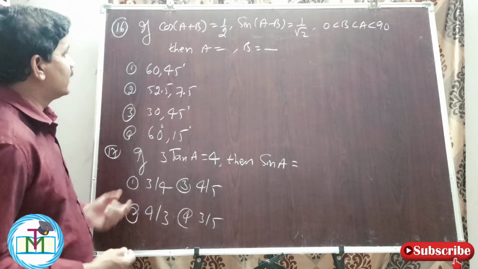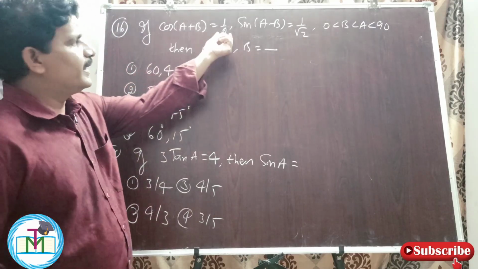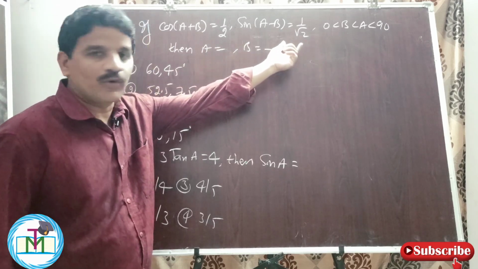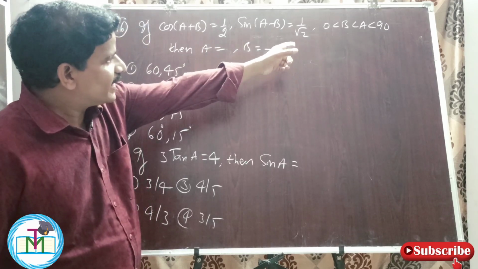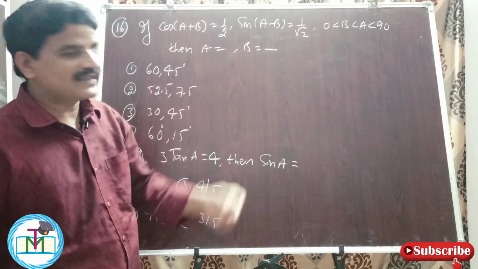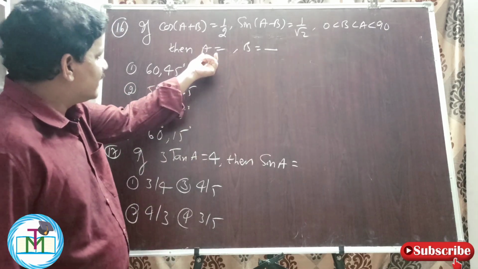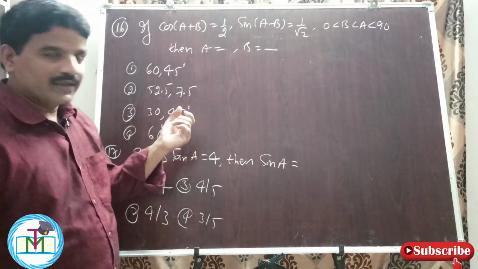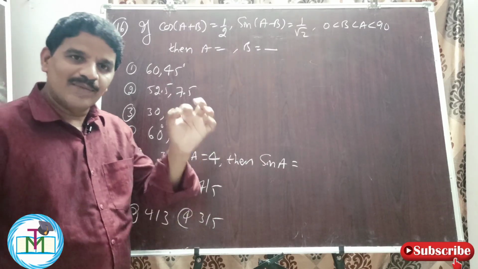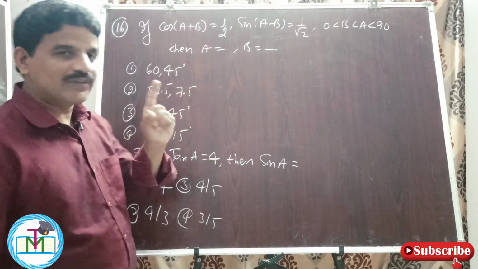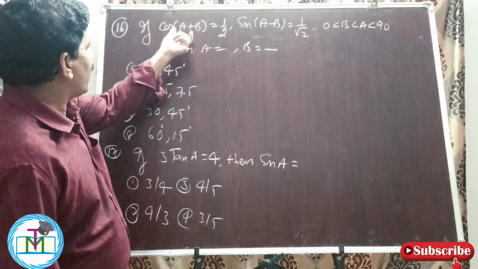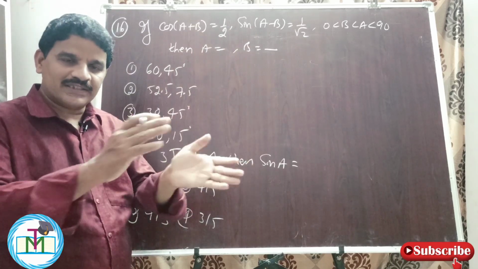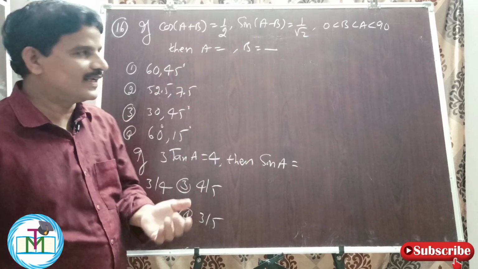Question number 16. If cos(a plus b) is equal to 1 by 2 and sin(a minus b) is equal to 1 by root 2, where 0 is less than b is less than a is less than 90, then angle a is equal to how much? Angle b is equal to how much? So here we have to use the simple formula. We have to finish the answer within 1 minute. So here cos(a plus b) is equal to how much? According to the table given: 0 degrees, 30 degrees, 45 degrees, 60 degrees, 90 degrees.